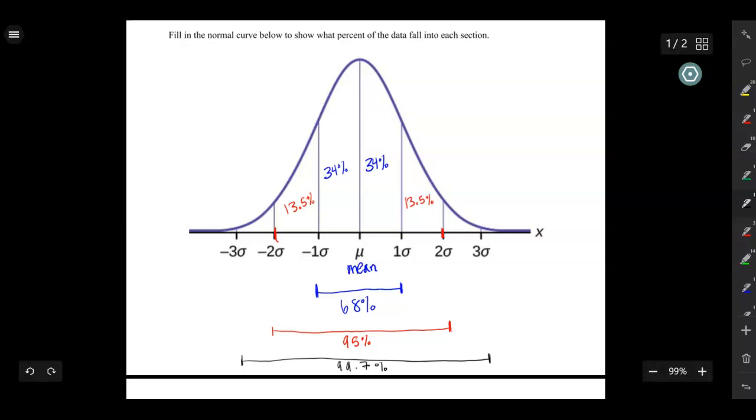Now we've already accounted for 95% of that data. So that leaves 4.7% of the data to fall in these 2 chunks on the left and right. I'm going to split that 4.7% in half, so I have an equal amount on both sides. And that leaves me with 2.35%. Let me write this above the curve: 2.35% of your data in each of these chunks.